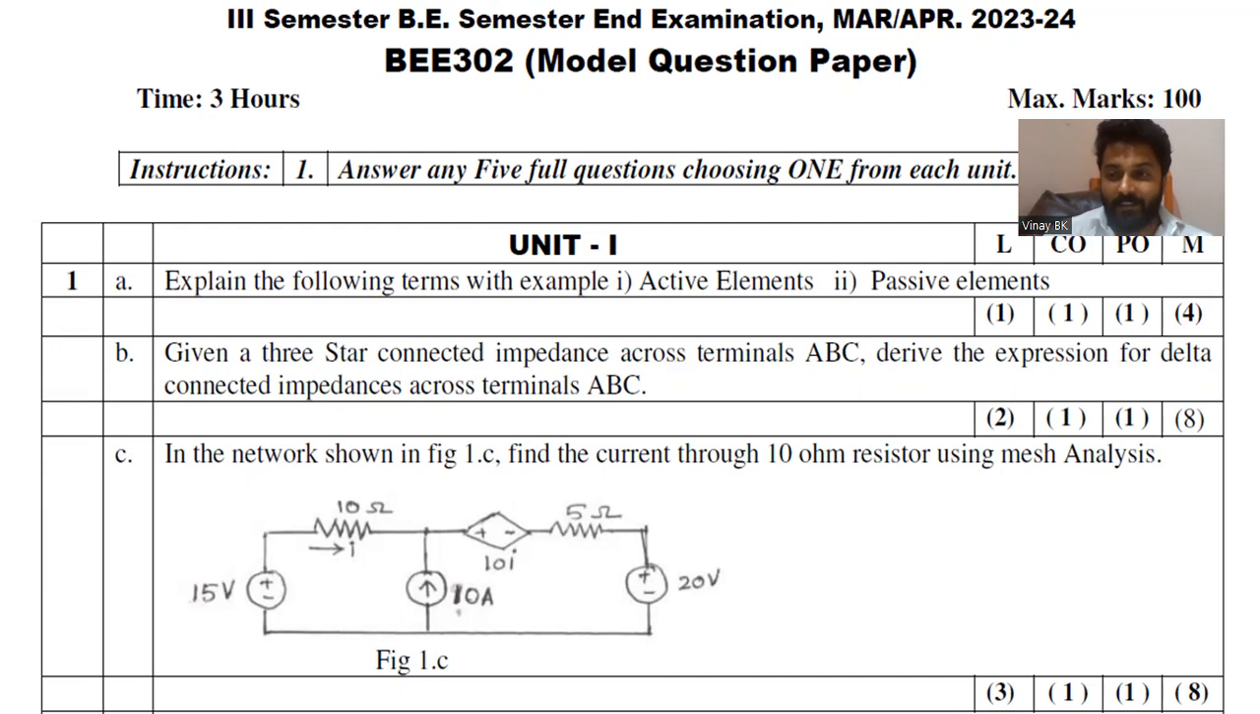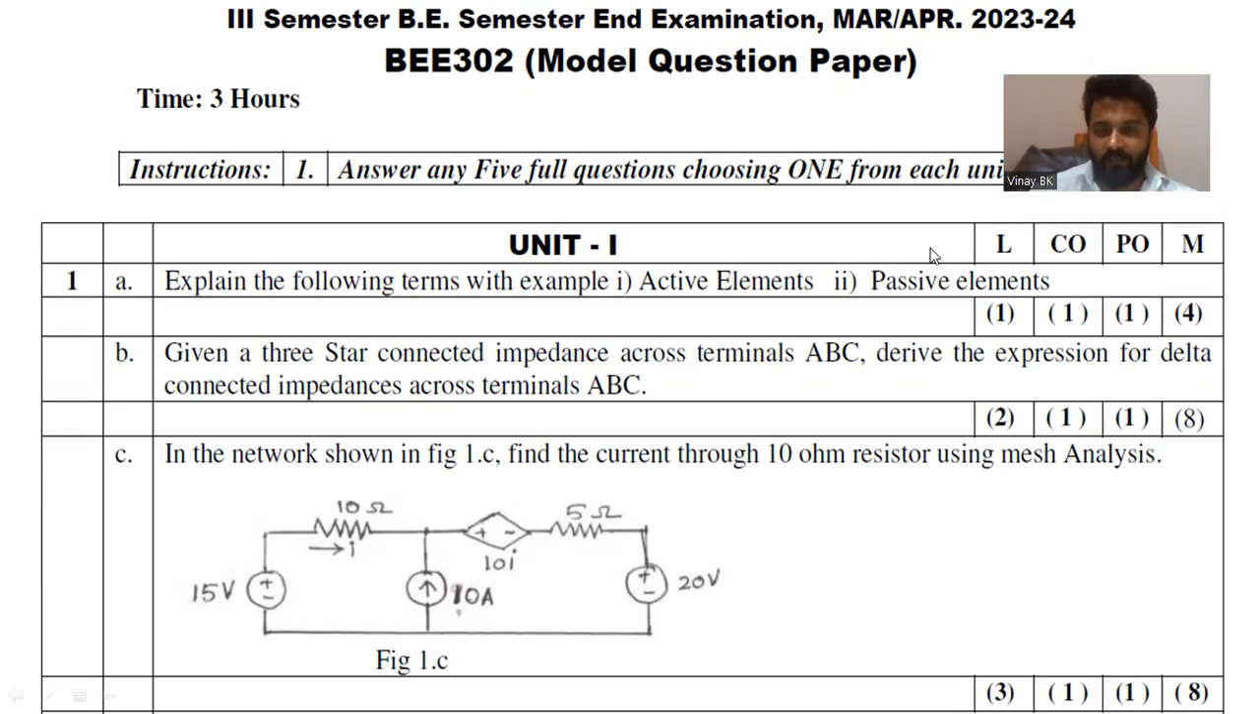So first question, as we are all expecting, they will ask for a definition. Either active elements and passive elements, or they might also ask about ideal and practical sources, like ideal voltage source and practical voltage source, and you can also expect dependent and independent voltage sources as well as current sources.